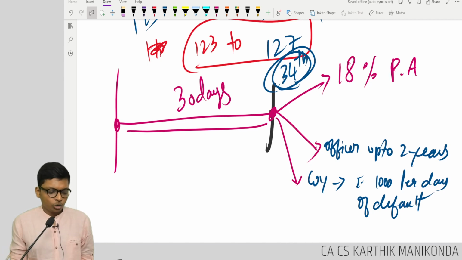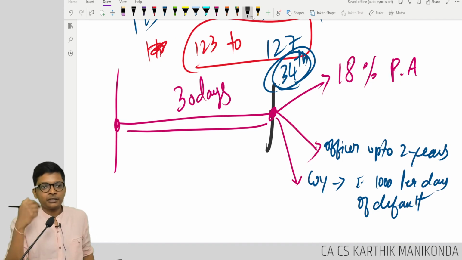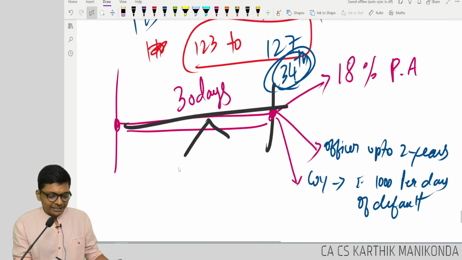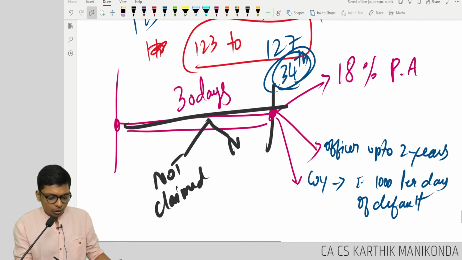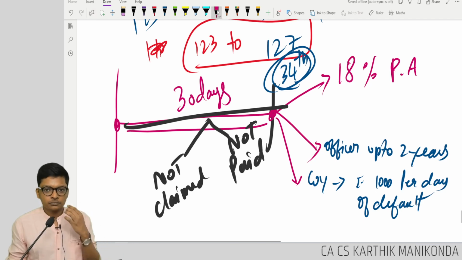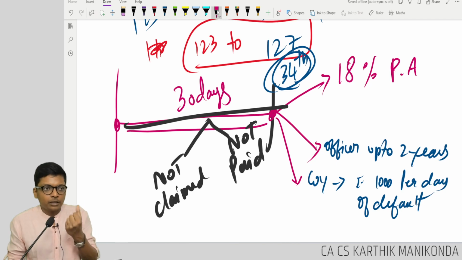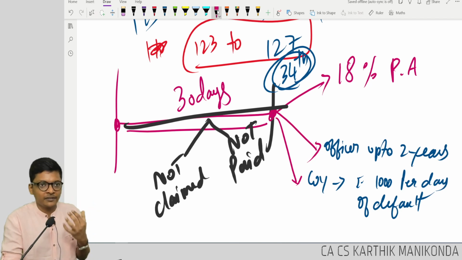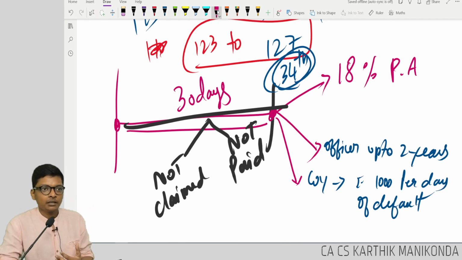Now, let's take a scenario. For exam, they won't ask like this, they'll ask a case study. For Dinesh, I gave the dividend within 30 days. I told you two things: it can be not claimed or not paid. I gave the check. He received the check, the dividend warrant. We call it dividend warrant. He received it, but he didn't deposit it in the bank. Whose fault? Dinesh's fault. Now Dinesh suddenly woke up after 6 months.